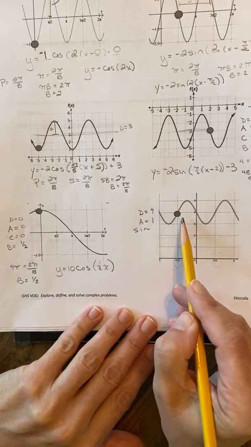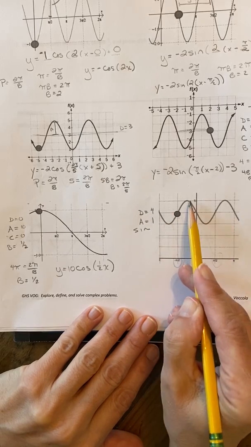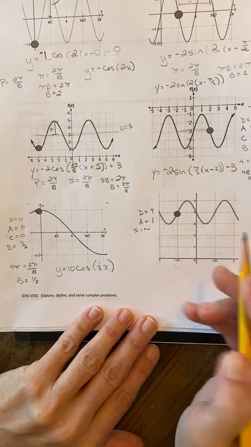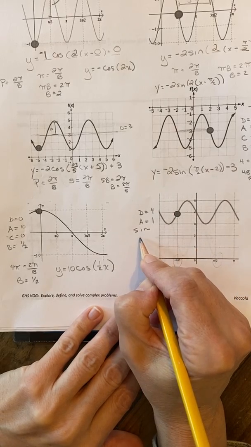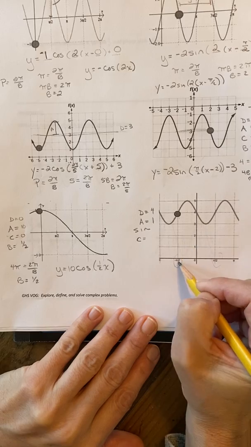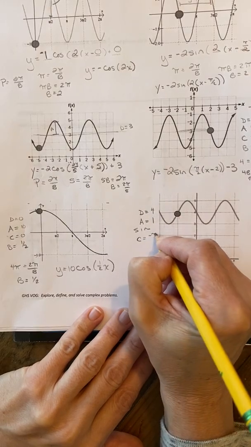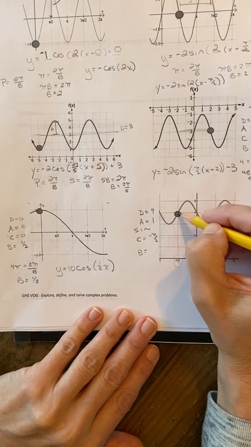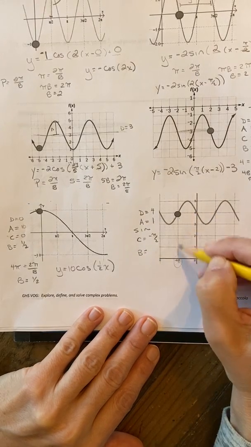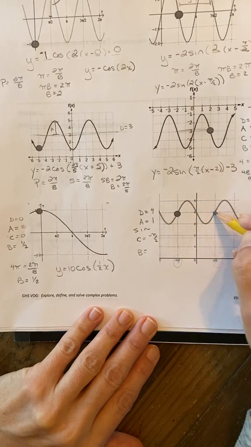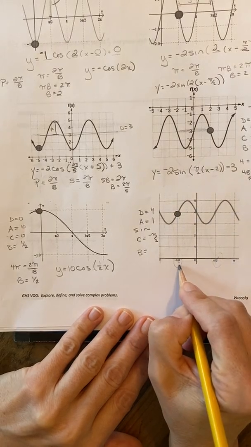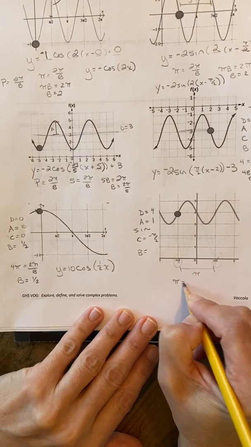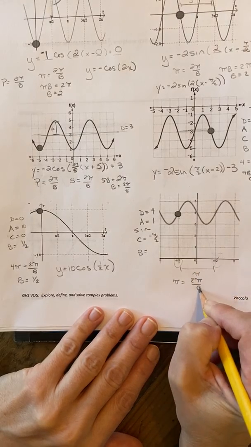So what I'm pulling from the graph right away is my midline is 4, my amplitude is 1, and I'm looking at a sine curve. I definitely see a phase shift. This is -pi over 2. And then the work really comes in when we find b. What's the length of the period? I'm going from -pi over 2 to pi over 2. So my cycle is pi. Pi equals 2 pi over b.